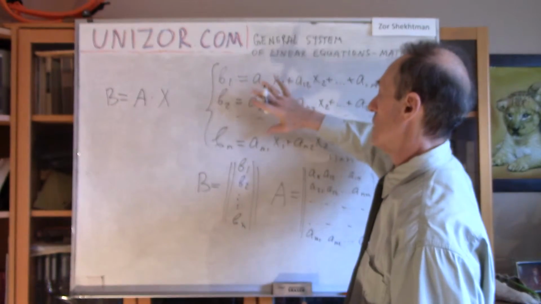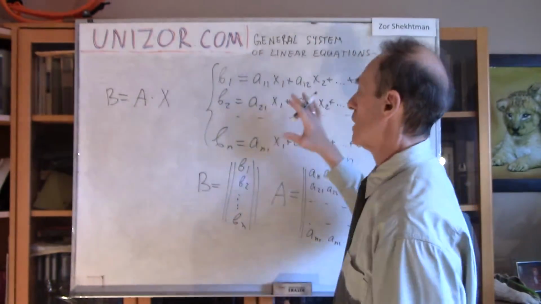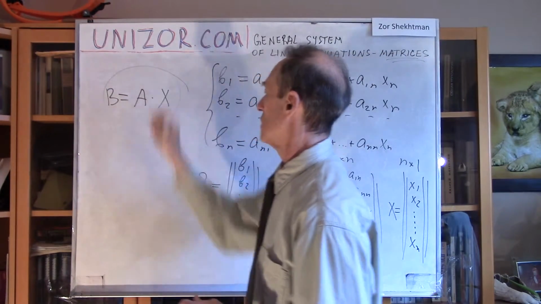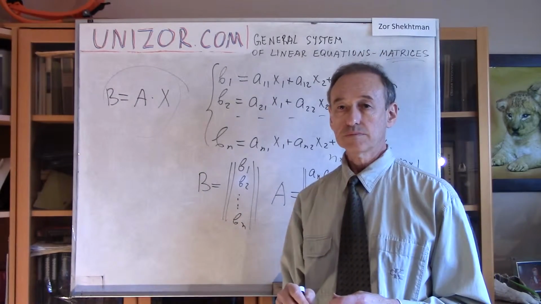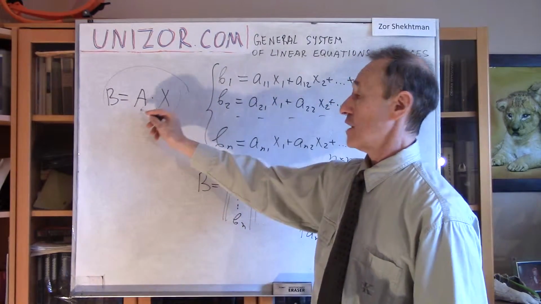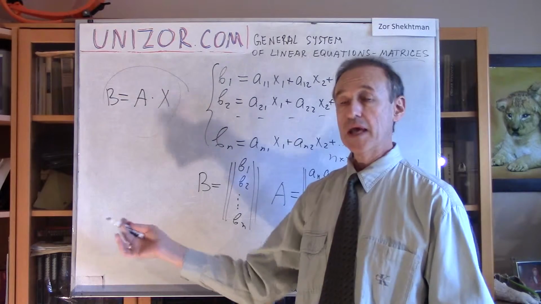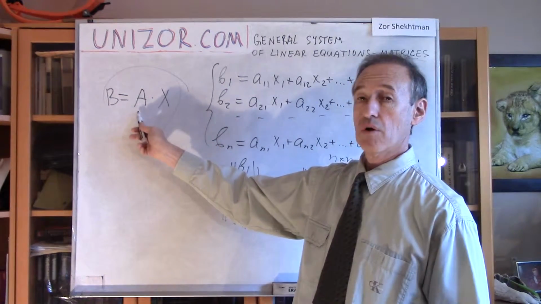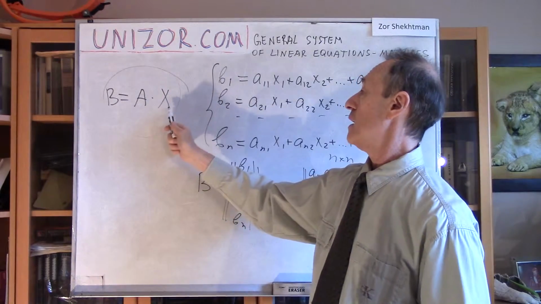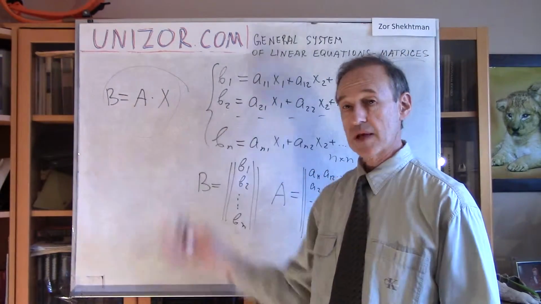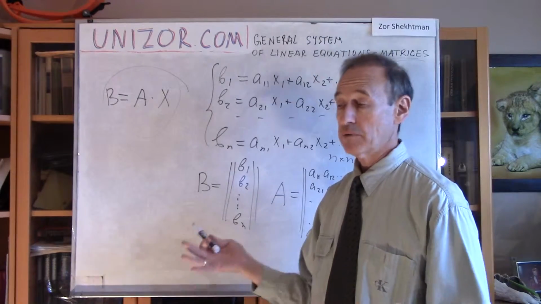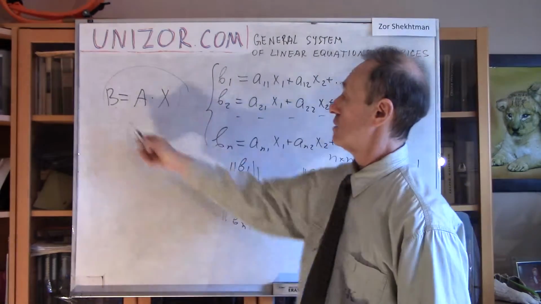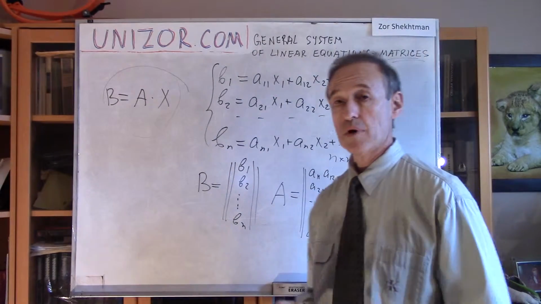So we can rewrite the whole system of n equations with n variables using matrix notation, which looks like this, where this is a true matrix multiplication. It's a matrix multiplication of the matrix of the coefficients by the matrix which represents the column vector of the unknown variables. And on the left you have exactly the free members of these equations.